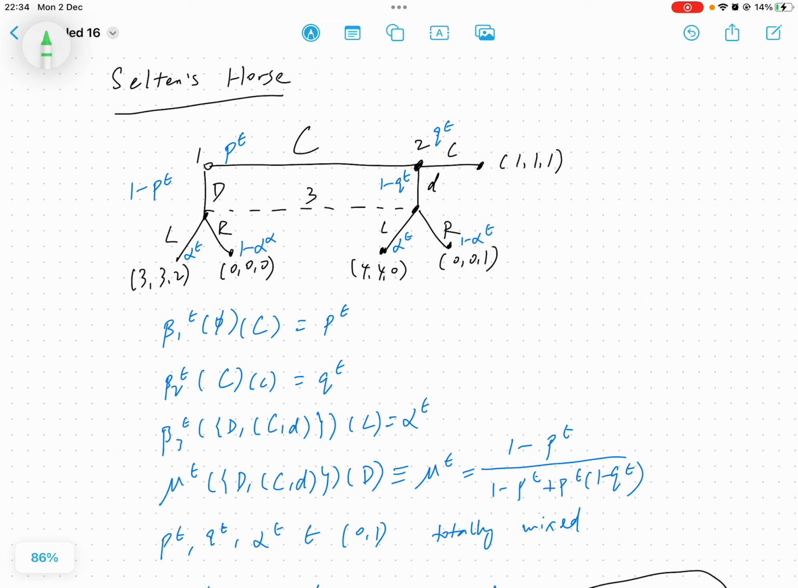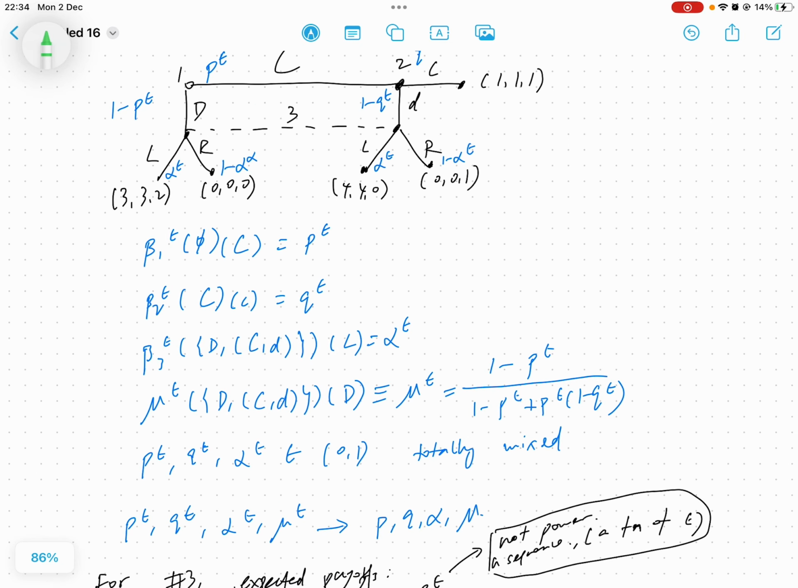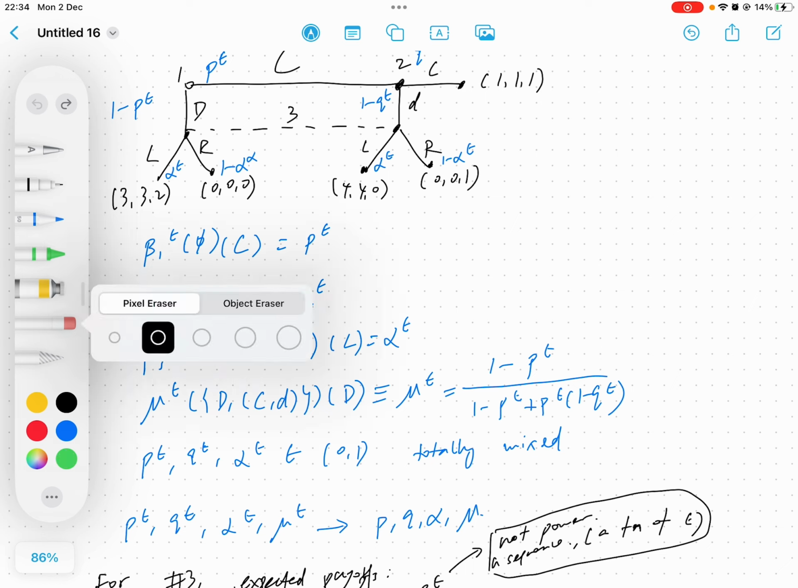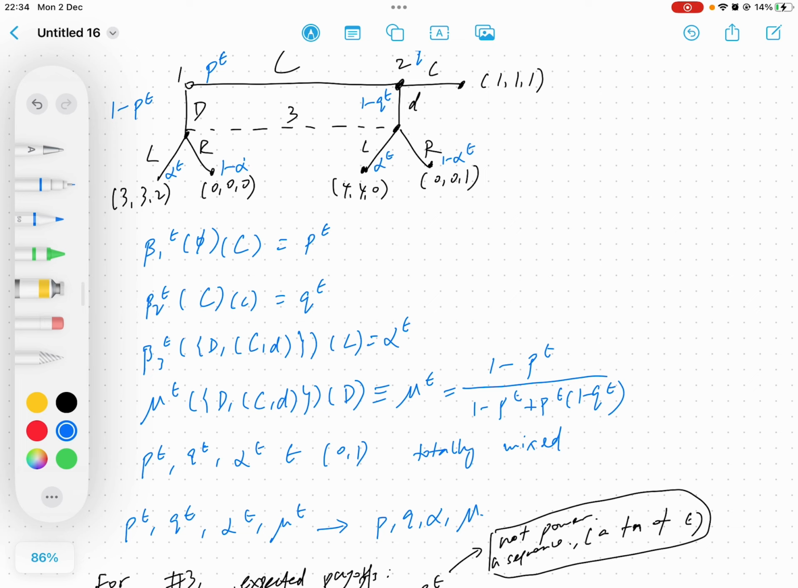Okay, so here we have labeled all those behavior strategies. For player one, we have 1 minus p epsilon for D, and p epsilon for C. For player two, q epsilon for little c, and 1 minus q epsilon for little d. And similarly for player three, we have alpha epsilon and 1 minus alpha epsilon. This is not alpha to the power epsilon, right? This should be 1 minus alpha epsilon.